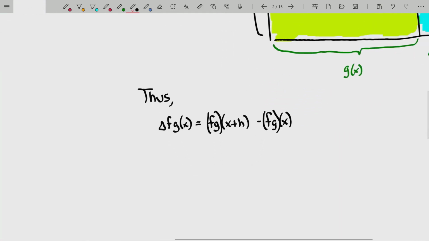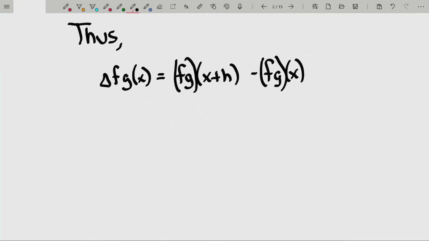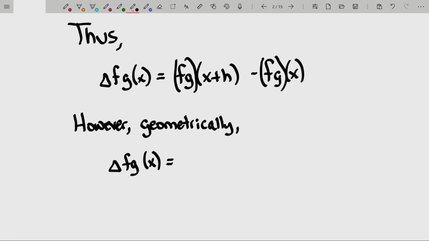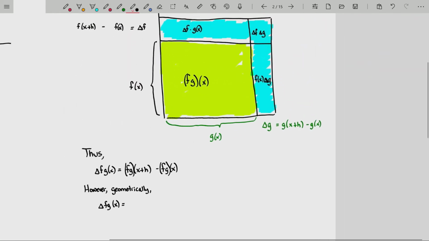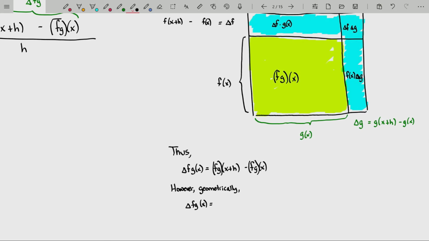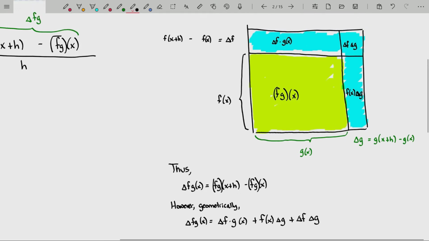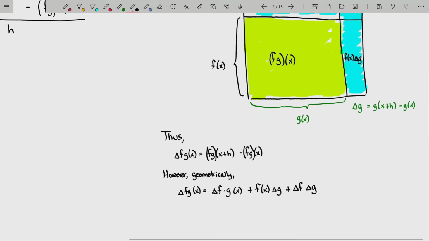Let me write that down. I'm going to zoom in so that I can write it down cleanly. So, however, geometrically, the change in fg, the wiggle, is all that blue area. So it's going to be the change in f times g of x plus f of x times the change in g of x plus the change in f times the change in g. Again, that's just all that blue area.